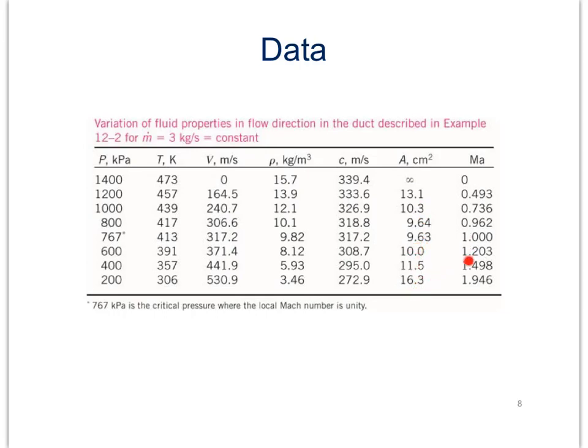Another thing to note is the Mach number. It goes to 1, sonic conditions, and then continues to increase after that point. We also see the area goes down and then back up, but the Mach number continues to increase. Let's see this in a more visual form on the next slide.